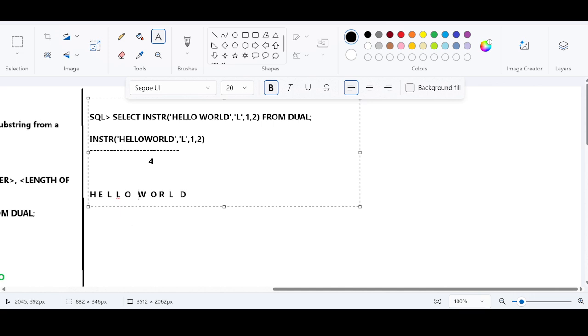Okay, so let me keep a big space. First, you start counting the positions. This is position number 1. You have position number 2, position number 3, position number 4, position number 5, and the space is also position number 6, and position number 7, position number 8, position number 9, position number 10, position number 11, right?